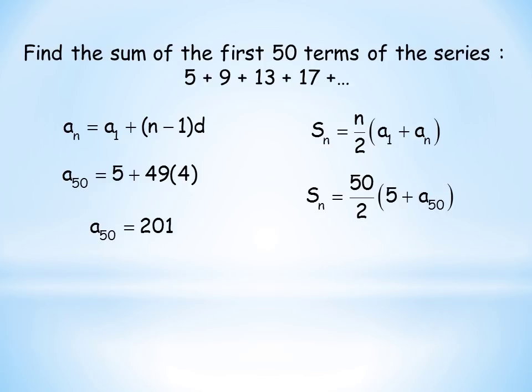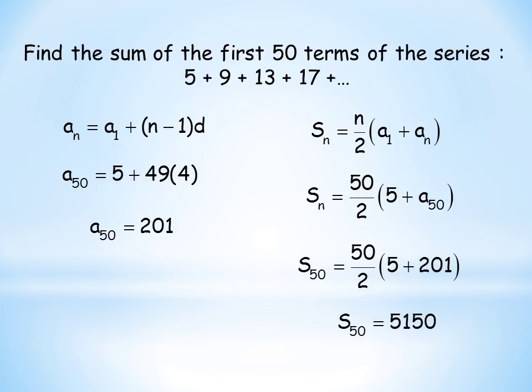Now that I know the 50th term, I'm going to jump back over to my sum equation, plug that in, and complete the math. So 5,150 would be the sum if I added up all 50 terms of this sequence.